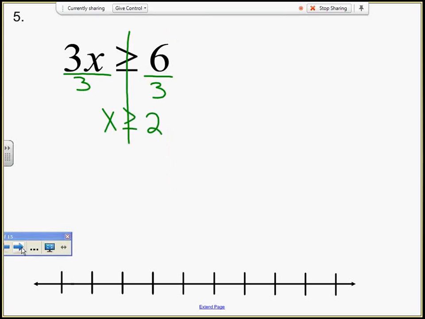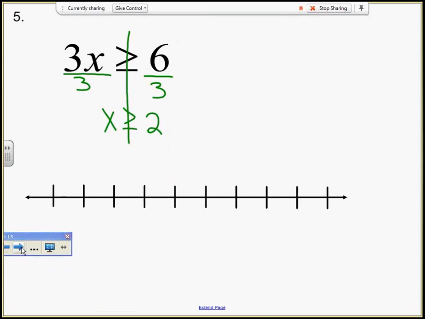So if I graph it, let's see, I'll make that 0, 1, 2, 3, 4. So I know one of my endpoints is 2. Is that going to be open or closed? Closed, okay, because 2 is going to make that true. Okay, that's included in the solution. And now I need to find all the values for x that are greater than or equal to 2. So this way, all these values are greater than or equal to 2. And I'm done.